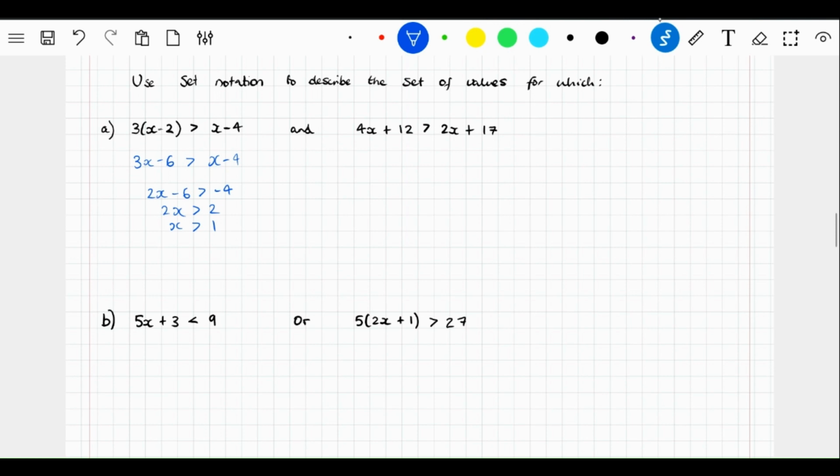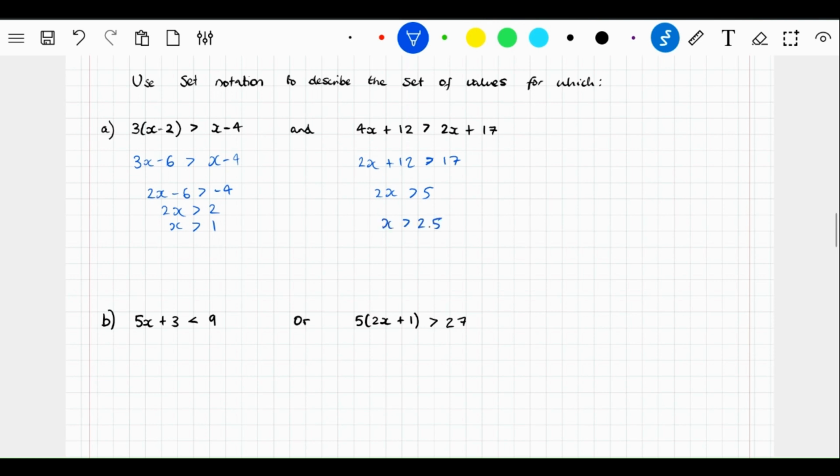And then if we do the same on this side, we get 2x, because we take away this 2x here, plus 12 is greater than 17. Take away the 12, which means that 2x is greater than 5, which means that x is greater than 2.5.